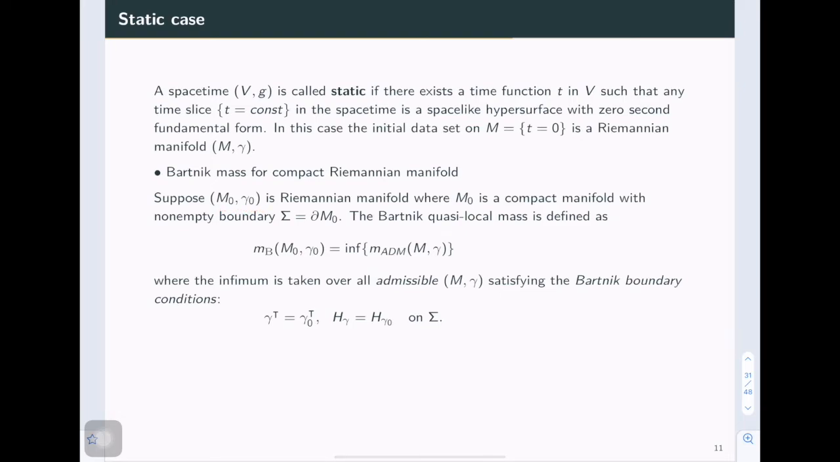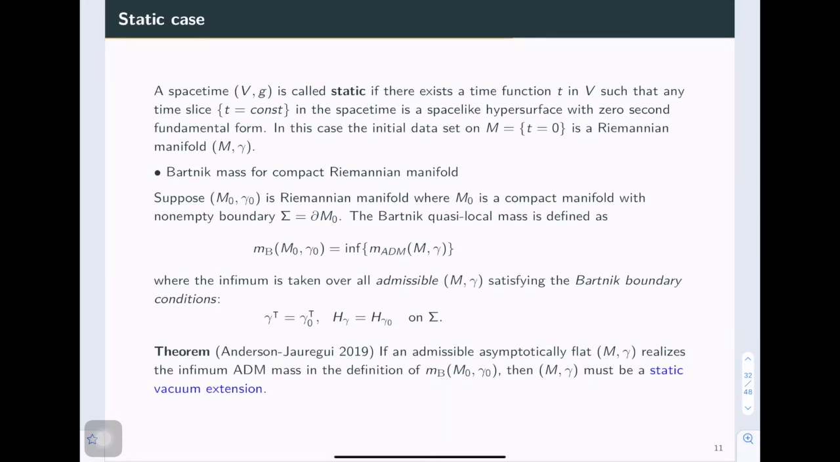Suppose (M0, gamma naught) is a Riemannian manifold where M0 is a compact manifold with non-empty boundary denoted as sigma. Then the Bartnik quasi-local mass of this compact Riemannian manifold is defined as the infimum ADM mass taken over all its extensions. Here extensions are asymptotically flat Riemannian manifolds which satisfy the Bartnik boundary conditions on sigma. And the Bartnik boundary conditions are also simplified, which only require that the induced metric and mean curvature of the extension are equal to that data induced from the compact Riemannian manifold.